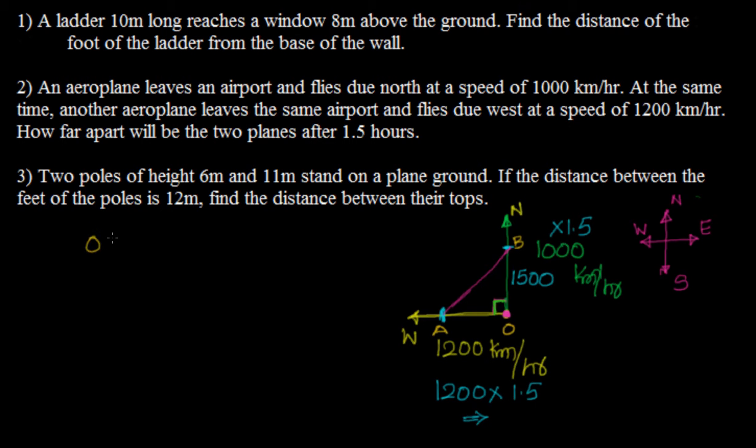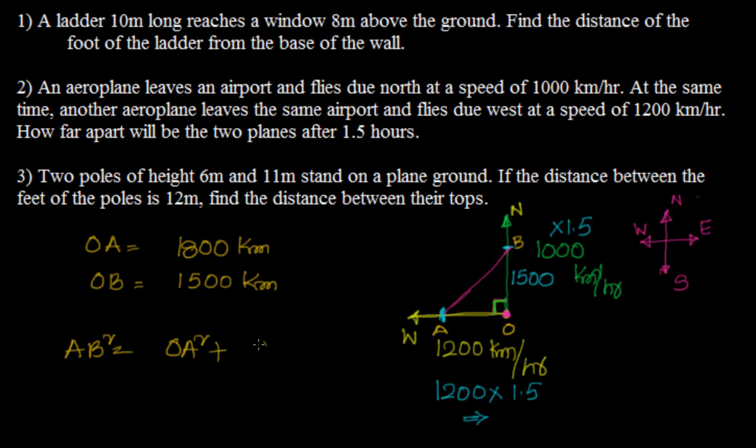You know that OA equals 1800 kilometer. After 1.5 hours this flight will go 1800 kilometer from the airport, whereas another flight will go a distance of 1500 kilometer. Now we have to find out the distance between them. That's nothing but AB square equals OA square plus OB square, that's nothing but 1800 square plus 1500 square.